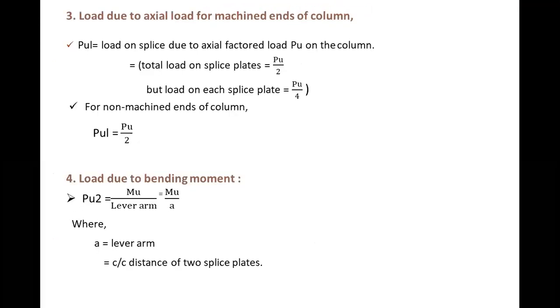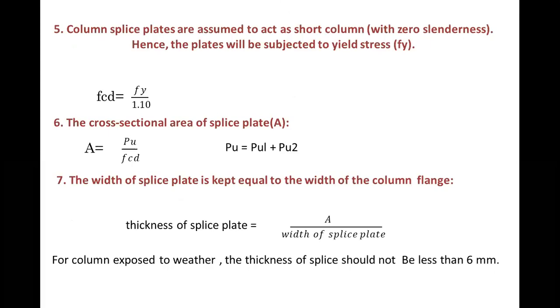Right. So third is the load due to axial load for machined ends of columns. So PU1 is equal to load on splice due to axial factored load PU on the column. So if total load on splice plates is given, its value is PU by 2, but load on each splice plate is equal to PU by 4. So for non-machined end columns, PU1 is equal to PU divided by 2. Next criteria is load due to bending moment. So PU2 is equal to MU divided by lever arm, right? And lever arm is denoted as small a, where a is equal to center to center distance between two splice plates, right?